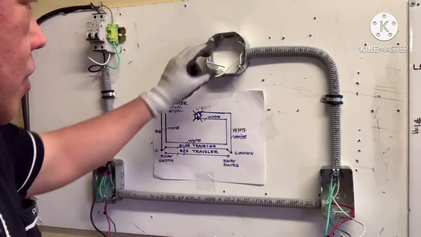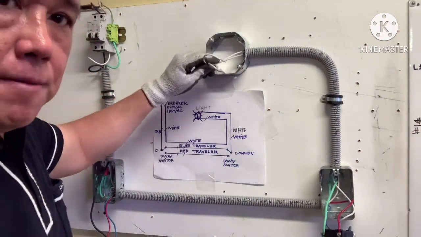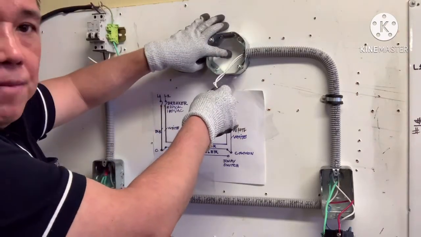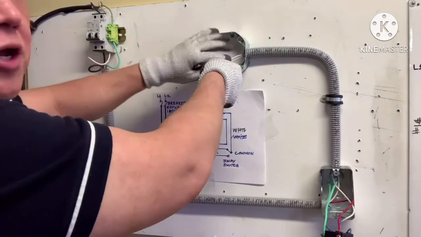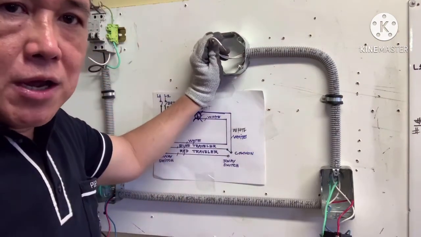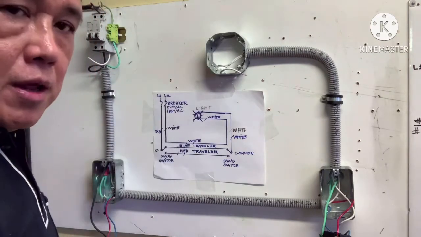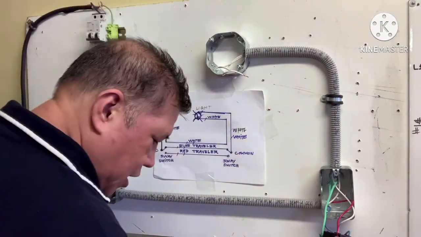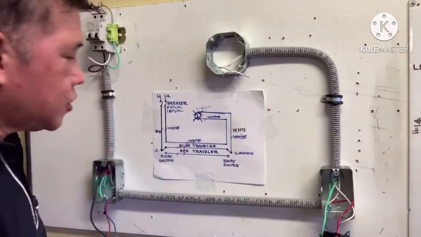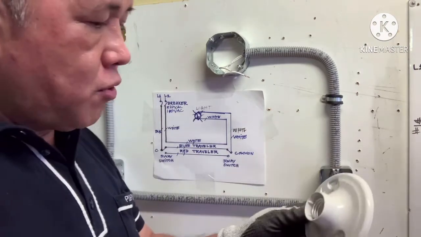Now, for the light, we are going to the light. At saka, always from the middle of the box or utility box, from there, always measure 6 inches may allowance. Nasa electrical code yan, dito sa Canada and the Philippines. In the Philippines, our electrical code is American standard. So this is very important.